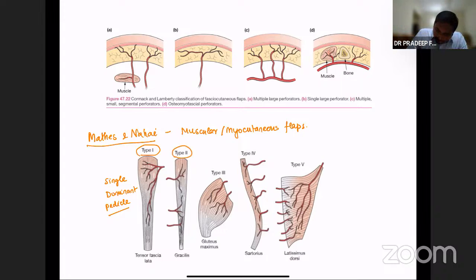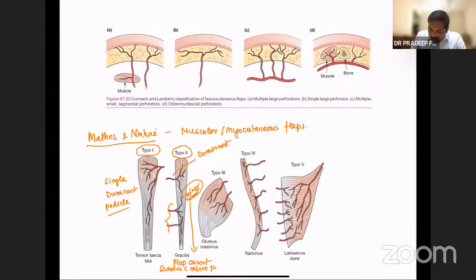And type 2 contains a dominant pedicle as well as a minor pedicle. The most important difference is that the flap cannot survive with the minor pedicle alone. So definitely this dominant pedicle should be preserved.